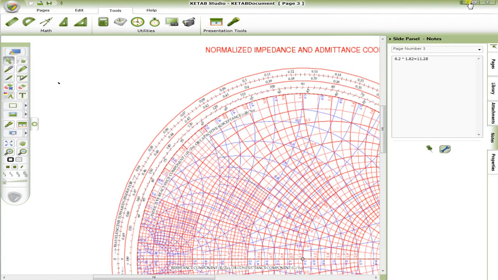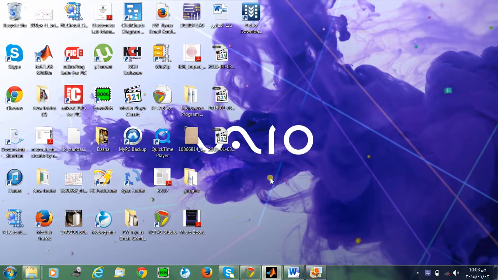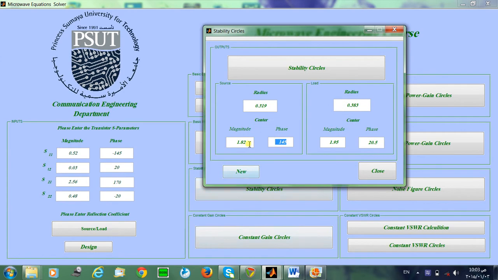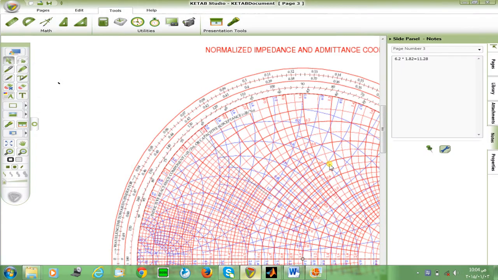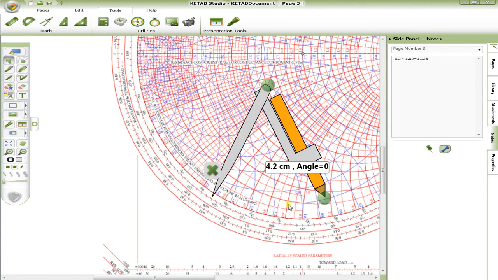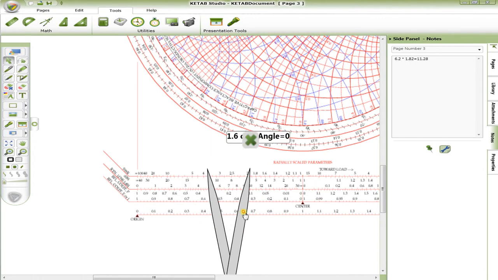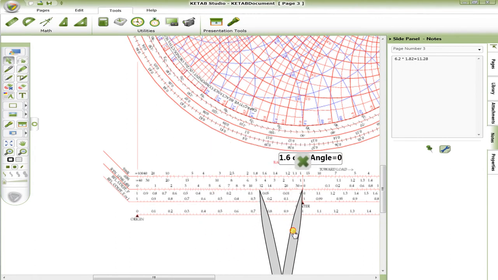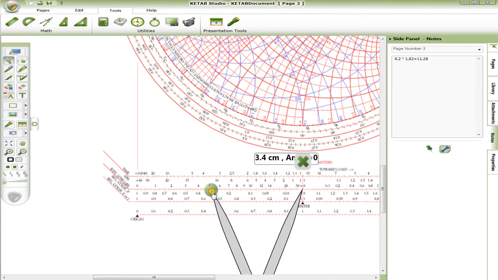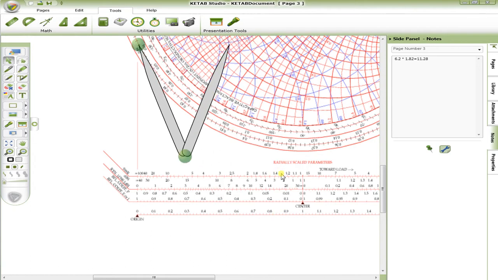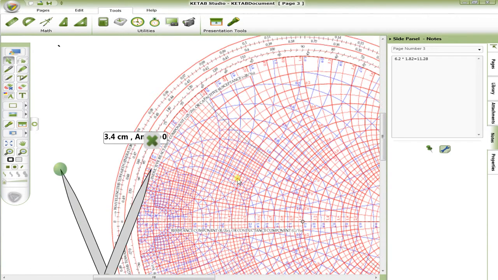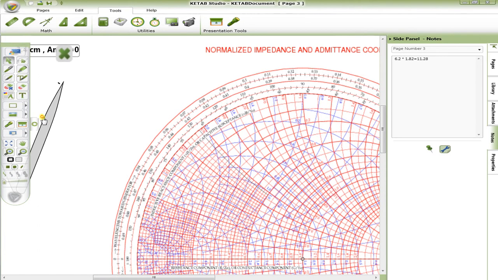Now we get the radius from the MATLAB calculator. Since it is less than 1, we don't use centimeters; we use the scale underneath the Smith chart, and it's almost 0.3. So we take our compass and open it to 0.3 on the third scale, the reflection coefficient scale. It's almost here, right? Yes. Okay, now we take this, put back the pen, and draw our stability circle.